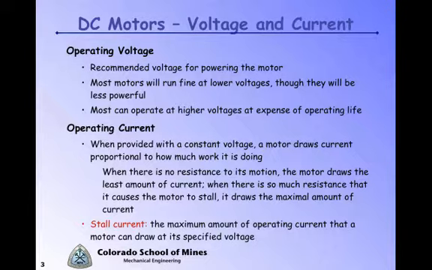The other parameter is current, and current is what does the work, as we will see in some of the equations. A motor draws current according to this work. If there's no resistance to its motion, the motor draws the least amount of current, and if it is stalled, the motor draws the maximum amount of current. So stall current is the amount of operating current that a motor can draw at its specified voltage.